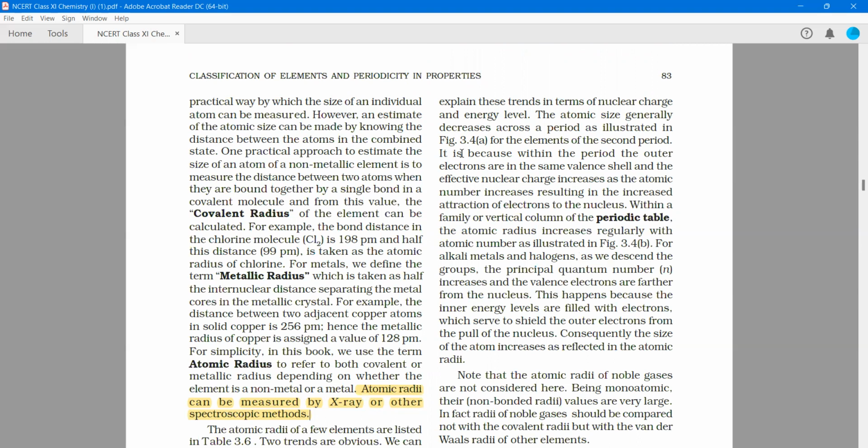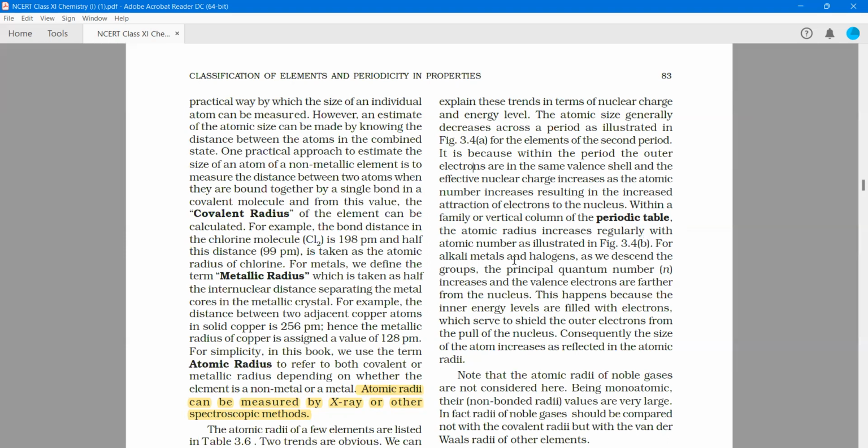So let us just see what is written in the book. It is because within the period, the radius decreases. Within the period, the outer electrons are in the same valence shell and the effective nuclear charge, that is the Z effective I was talking about, increases as the atomic number increases, resulting in the increased attraction of electrons to the nucleus. Within the family or periodic column of the periodic table, the atomic radius increases down the group.